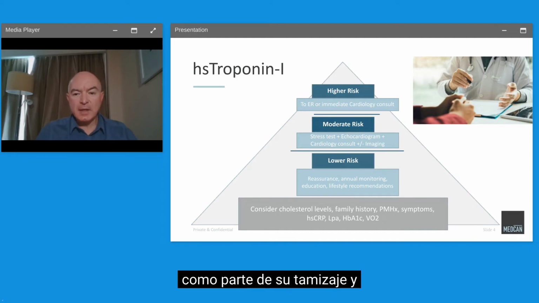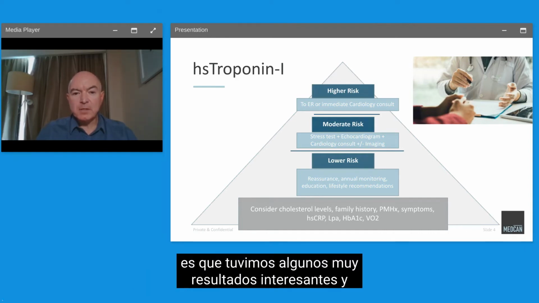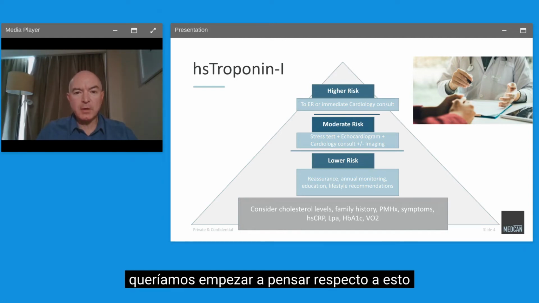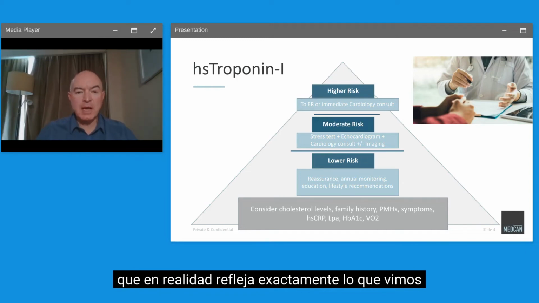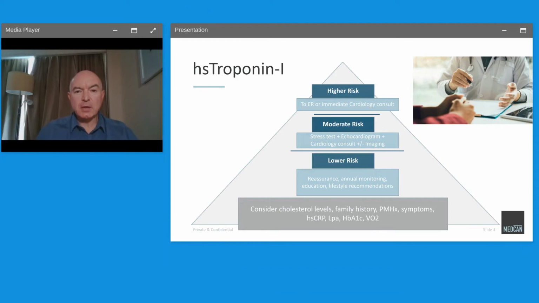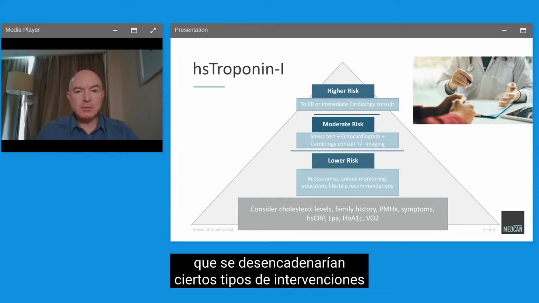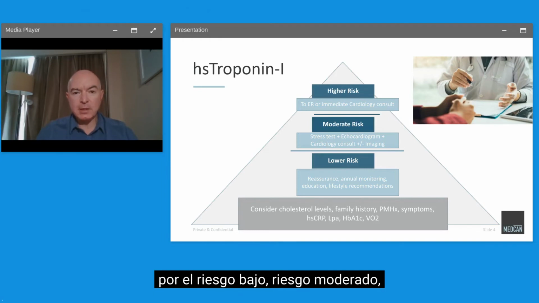part of their screening. And then what we discovered looking at the segmentation between the high risk, the moderate risk, and the lower risk, is that we had some very interesting results. And we wanted to start to think about it very early on in terms not just of interesting. We have a certain algorithm, which actually mirrors exactly what we saw in our first presentation today. And based on the HS troponin I result, that would trigger certain types of interventions, both for the low risk, moderate risk, and ultimately the higher risk.